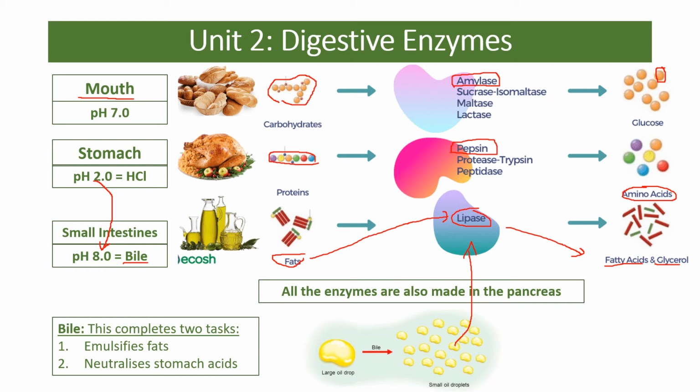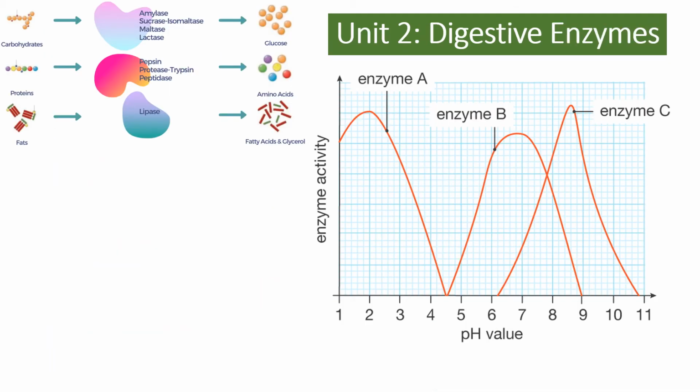But it's important to say that bile doesn't digest, it doesn't do any chemical changes, it just takes big lumps of fat into small lumps of fat. And I think it's also worth saying that all of these enzymes, so amylase, protease and lipase, are all produced here also in the pancreas.